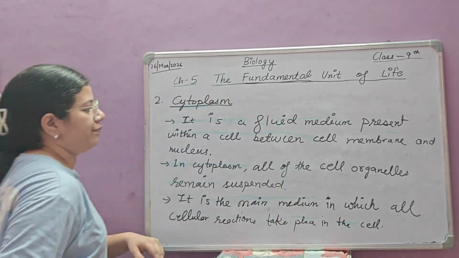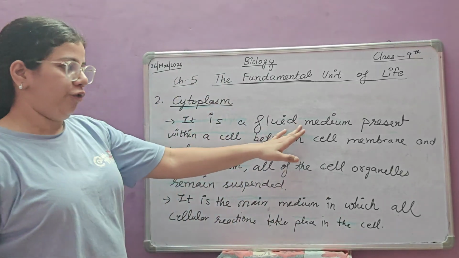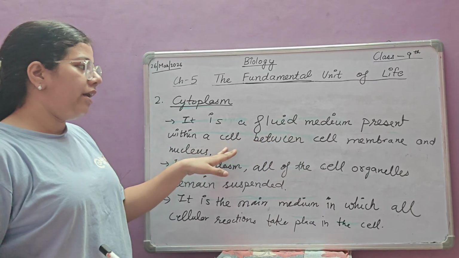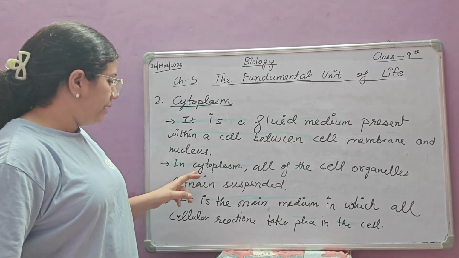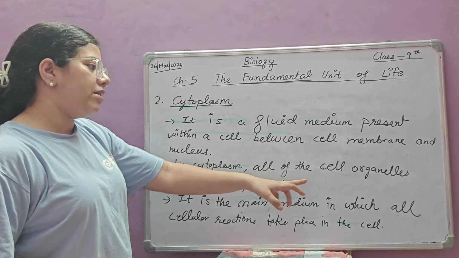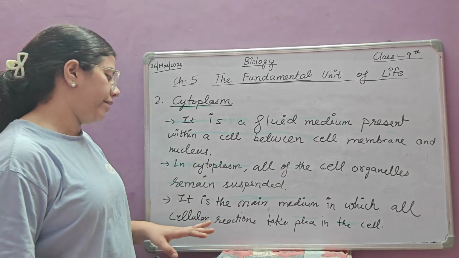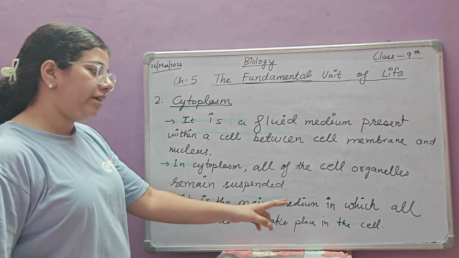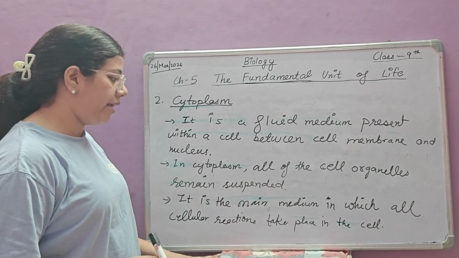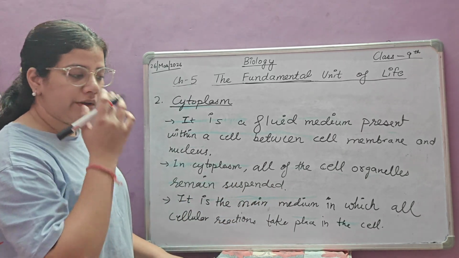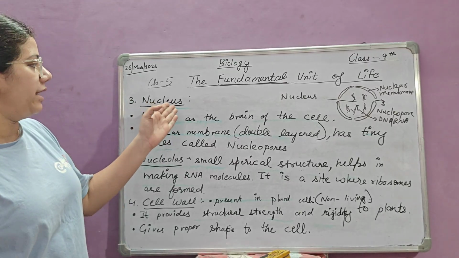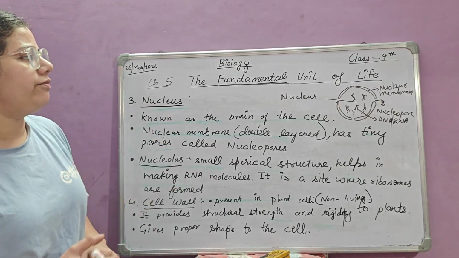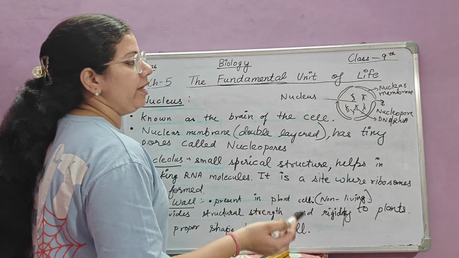Okay. So again, it is a fluid medium present in the cell between the cell membrane, that is the plasma membrane, and the nucleus. In the cytoplasm, all the cell organelles remain suspended. It is the main medium in which all the cellular reactions take place. So now, the third most important component of the cell is the nucleus. First I will tell you the structure of the nucleus.